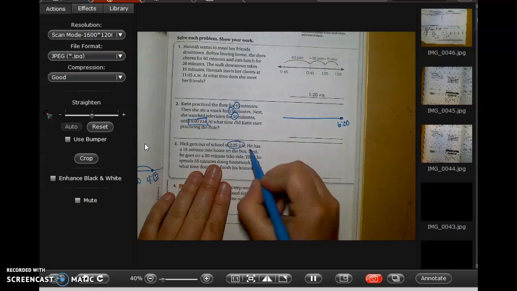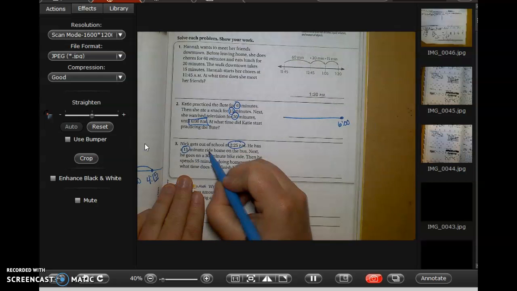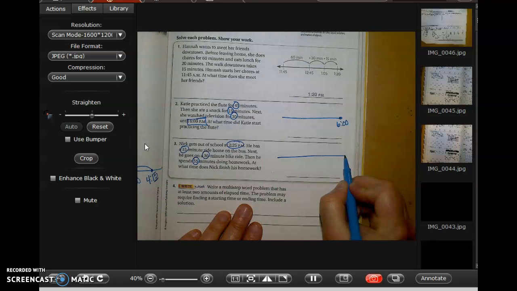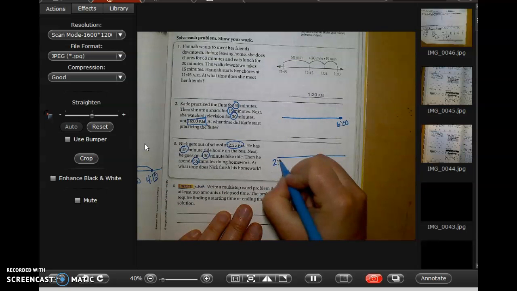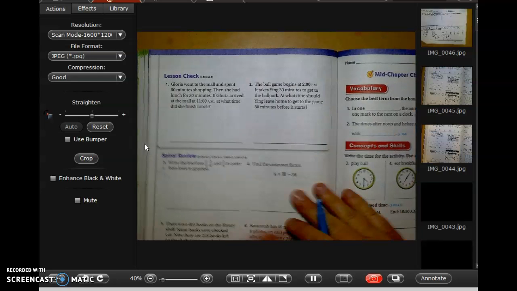Nick gets out of school at 2:25 p.m. He has a 15-minute ride home on the bus. Next, he goes on a 30-minute bike ride. Then he spends 55 minutes doing homework. At what time does Nick finish his homework? This time, we're starting at 2:25, and we're going to jump to see where we end. Cross out number 4. On the back side.